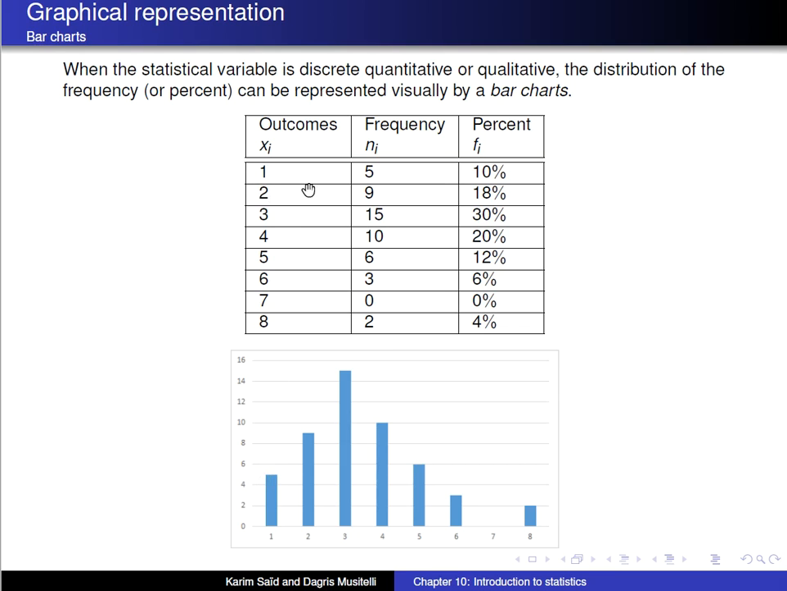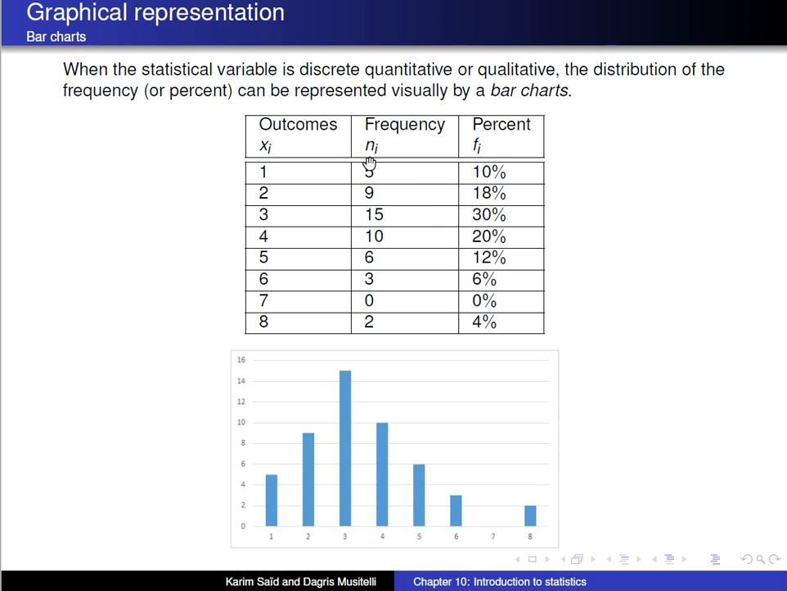The value 2, you have it 9 times, so for 2 you go up to 9. The value 3, you have it 15 times, so for 3 you go up to 15, and 4, 10, and so on and so on. Just to let you know also that it's possible to sketch a bar chart using the percent.